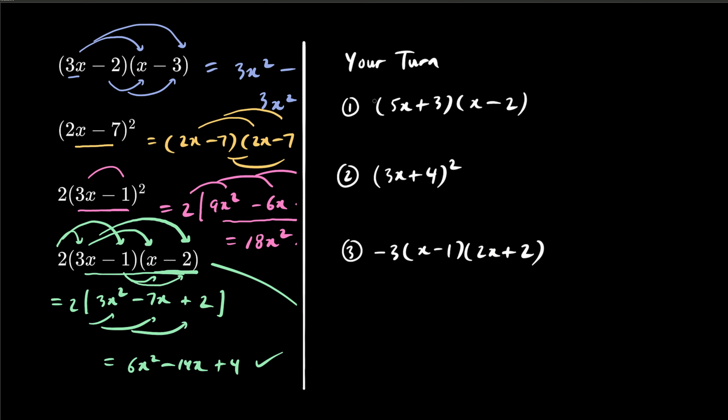And now it's your turn. Try 5x plus 3 multiplied by x minus 2. 3x plus 4 squared, and negative 3 bracket x minus 1 multiplied by 2x plus 2.